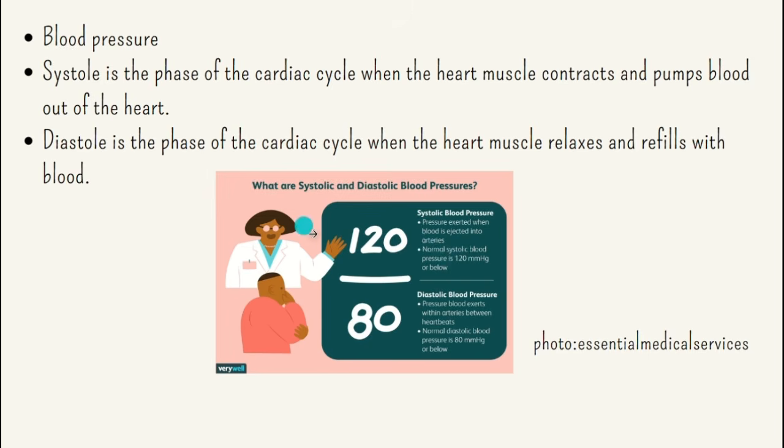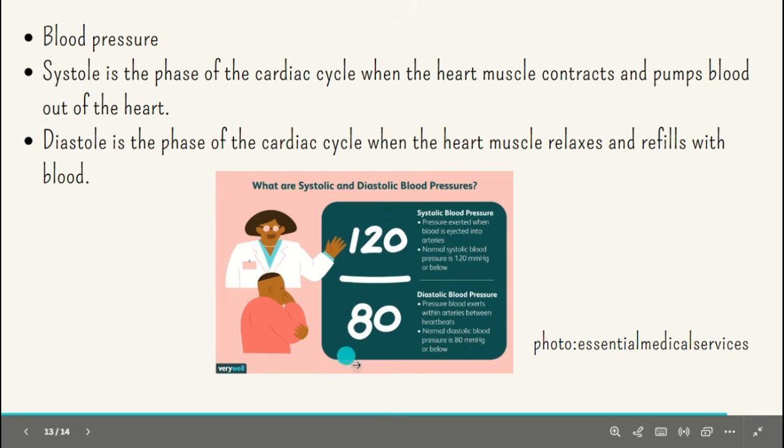So if you look at the diagram, the top number, the bigger number, is going to be the systolic number, right? Which tells when the heart contracts and pumps blood out of the heart. And then the diastole is when the muscles are more relaxed, right?